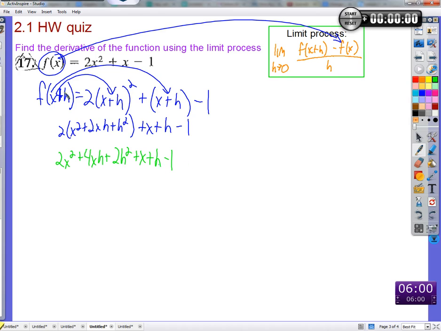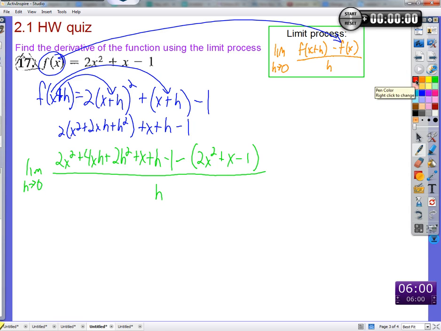Well, this over h. This is just f of x plus h. We have to do the minus f of x, which is 2x squared plus x minus 1, over h. Limit as h approaches 0. Thank you, Logan.